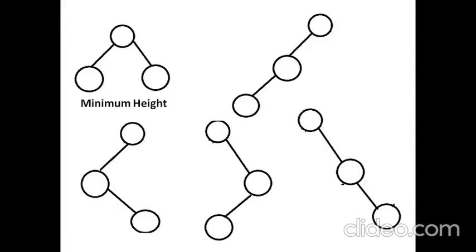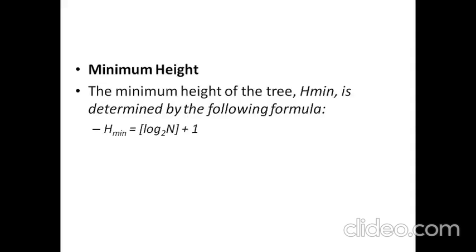And we can also make an estimate of the minimum height for the given number of nodes. What is the minimum height possible? Just like we saw in this example, here the minimum height is 2 when the number of nodes are 3. In the same way, we can calculate the minimum height for any number of nodes. So for that also we are going to see the formula. The h min equal to floor of log 2 n plus 1. So when the value of n is known, we can compute the minimum height that is possible for that particular tree.